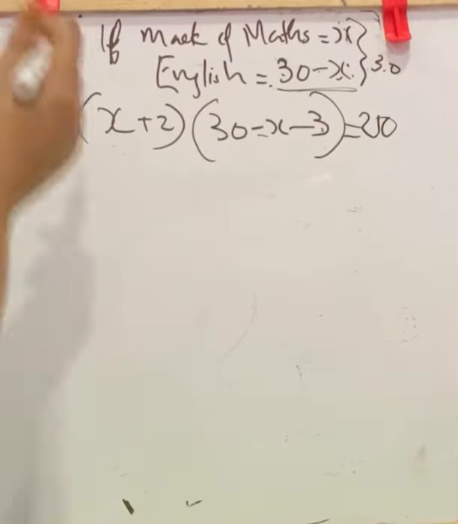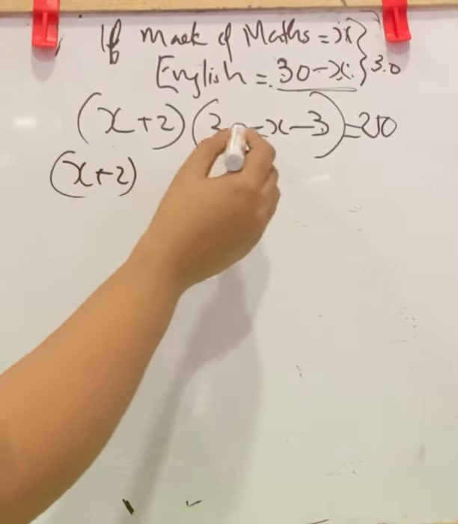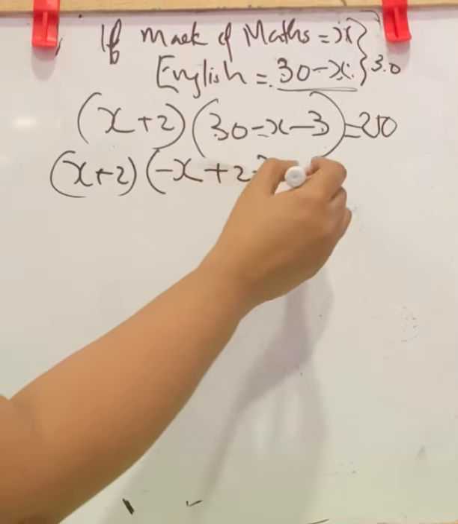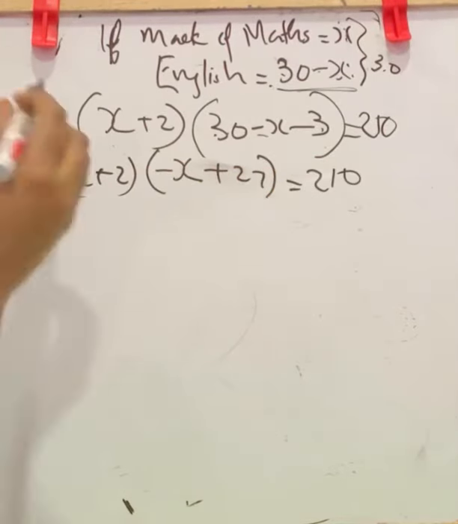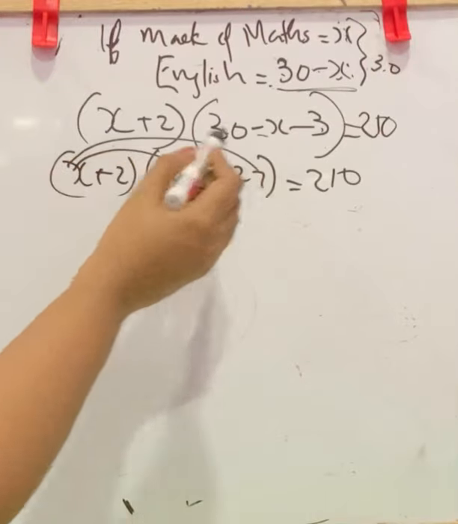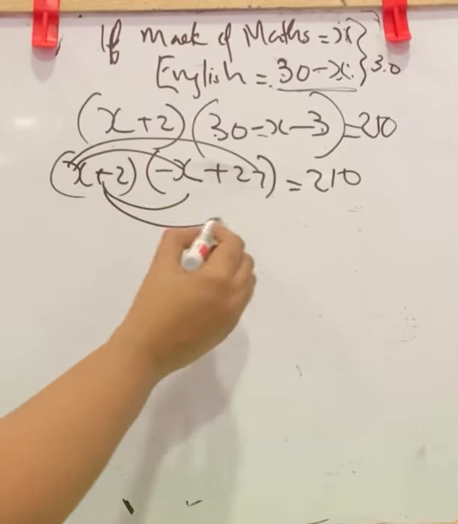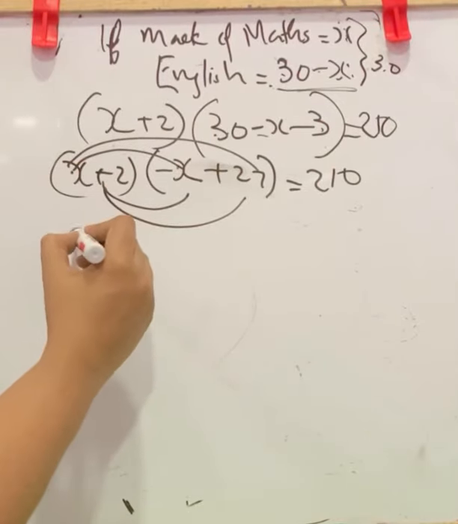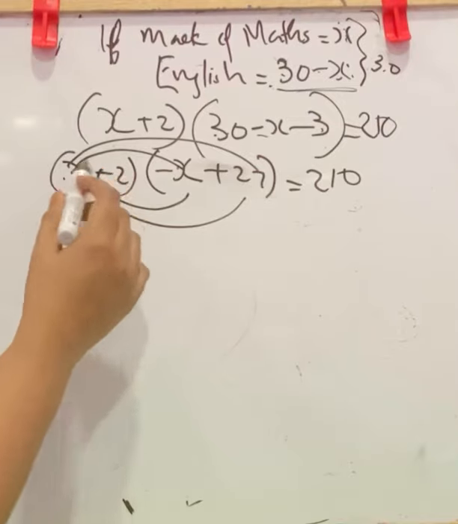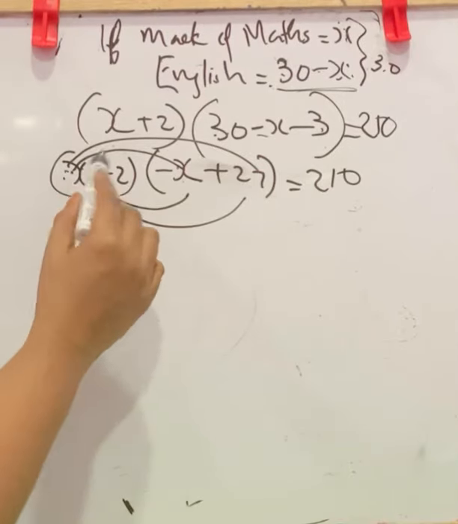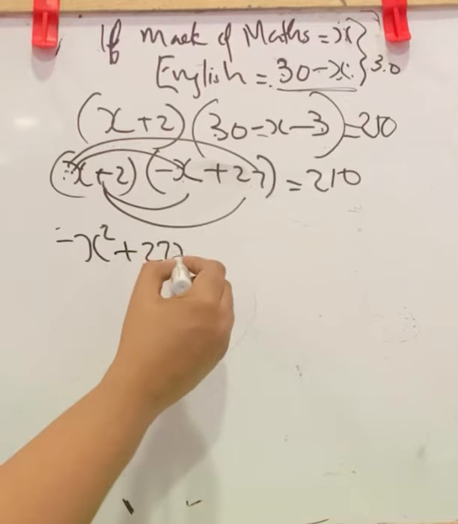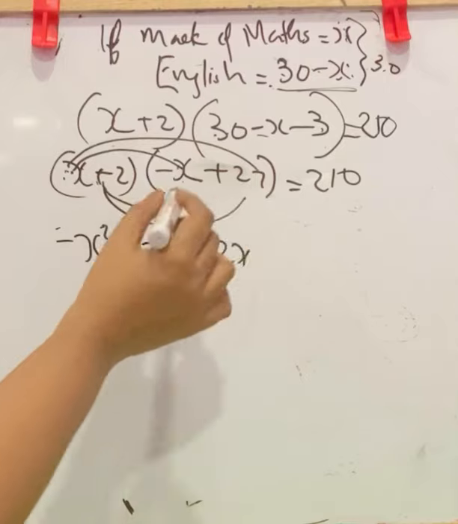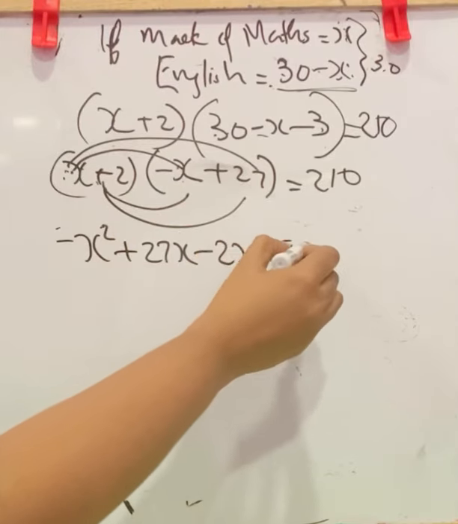So first we will rearrange it as x plus 2 into 30 minus x minus 3, which is 27, equal to 210. Next we will distribute x to these two terms, and also plus 2 to these two terms, that is opening the bracket. x into minus x is minus x square, x into plus 27 is plus 27x. Now next, plus 2 into minus x is minus 2x, plus 2 into plus 27 is plus 54, equal to 210.